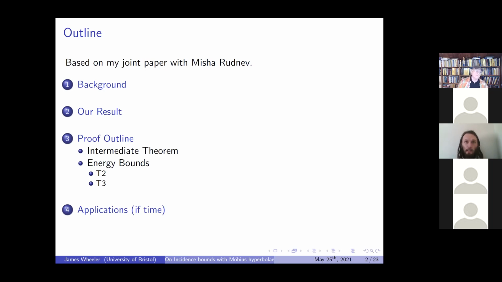These energy bounds come in like a standard T2 energy. We talked a bit about higher energies earlier in the conference, but I will go through that again. And we've also got this T3 energy, which is a higher energy, and this has an interesting link to the Minkowski distances. And if we've got time at the end, we've got a couple of corollaries I can show: one to do with working towards the Erdős unit distance problem in this setting, and some product style results.